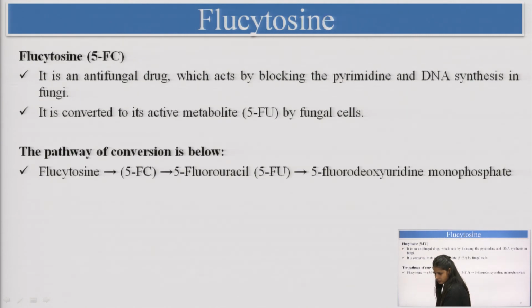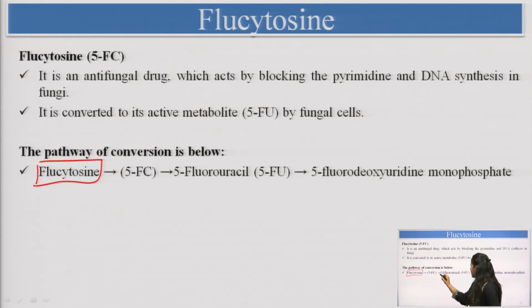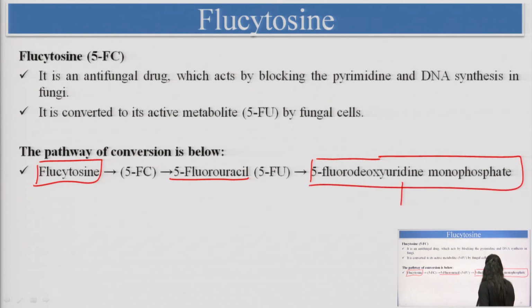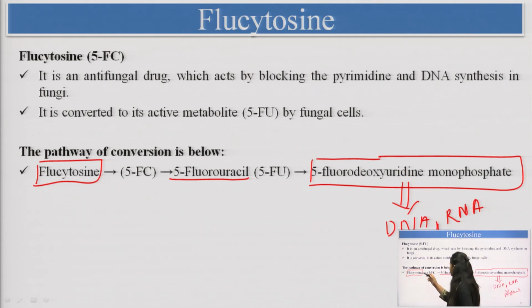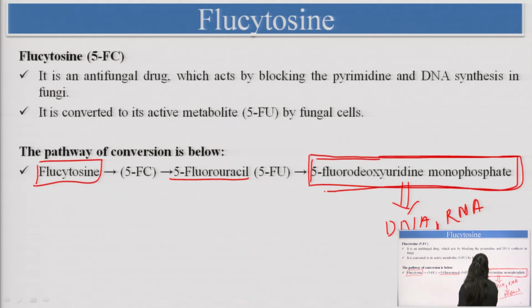Now, see Flucytosine. Flucytosine is one of the anti-metabolites. Inside the cell, it will undergo conversion. Flucytosine is converted to 5-fluorouracil inside the fungal cell. Then this 5-fluorouracil is converted to 5-fluorodeoxyuridine monophosphate. This is essential for the formation of DNA, RNA and further protein synthesis. So, what will happen? This 5-fluorodeoxyuridine monophosphate has a similar resemblance to the DNA or RNA present in the fungal cell, and it will take that site.